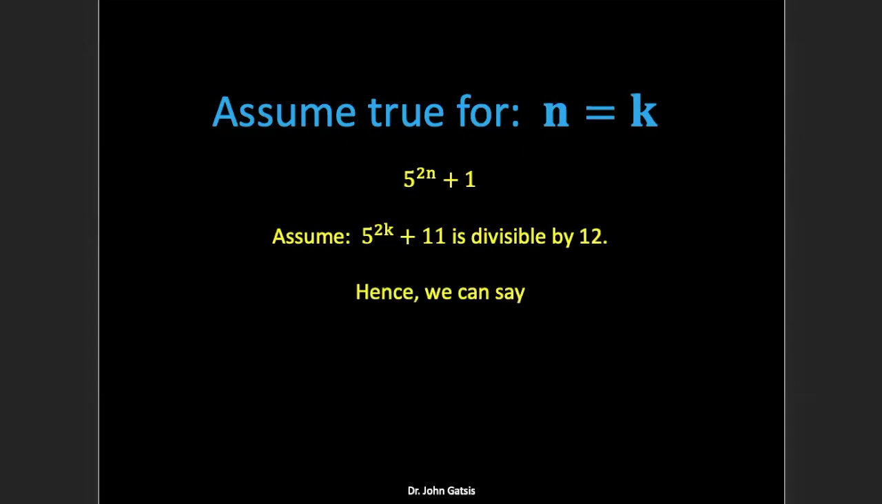So, we can write it differently as 5 to the 2k plus 11 is 12 times some other number q, where q is a positive integer. So Z plus there means positive integers. We're going to use this important step to clarify our proof for step 3.